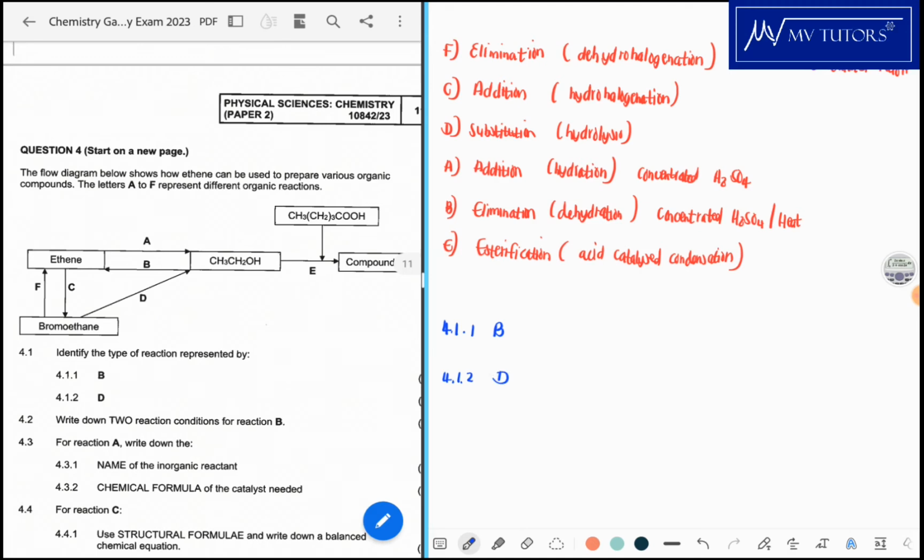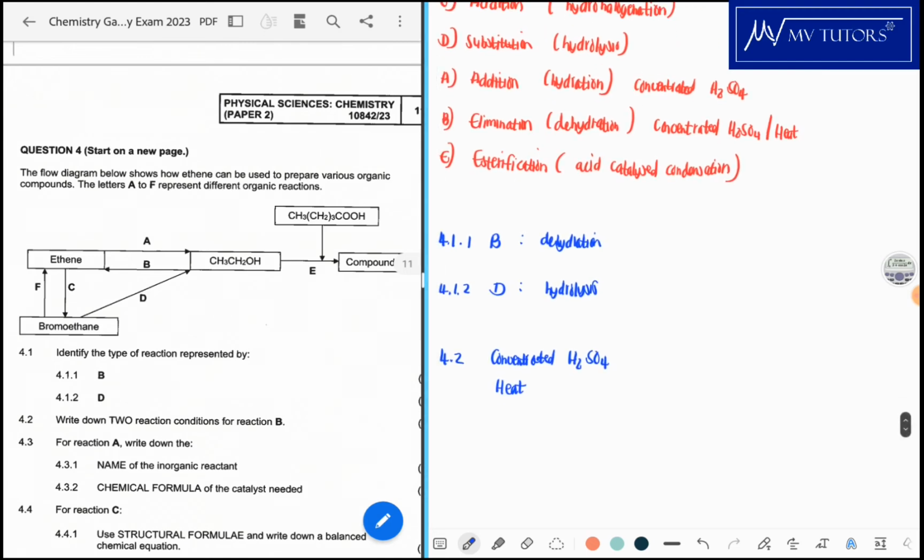All right, so for B, we've already spoken about it. It's an elimination reaction. If you wanted to be specific, we would say dehydration. And for D, we said it's a substitution reaction, or you could say hydrolysis. All right, and then 4.2, it says write down 2 reaction conditions for reaction B. Okay, so we said we need concentrated sulfuric acid, or heat.